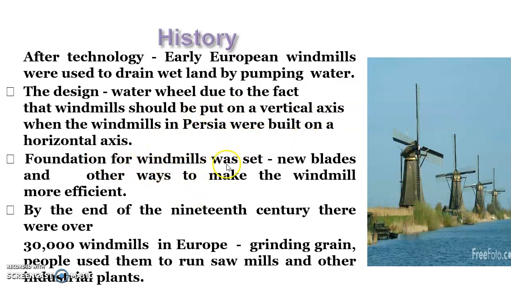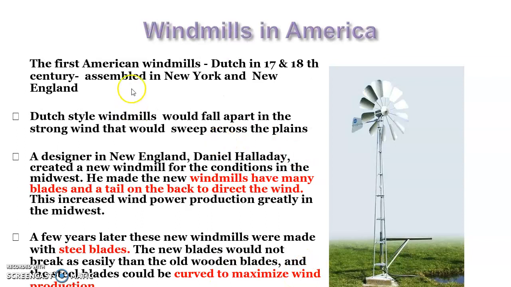And the foundation for the windmill was set first of all. After that, they changed the blades and other things to make the windmill more efficient. By the end of the 19th century, there were over 30,000 windmills in Europe. This was used not only for grinding grain but also to turn sawmills and other industrial plants. And in America, the Dutch in the 17th and 18th century assembled windmills in New York and New England. Dutch style windmills would fall apart in the strong wind that would sweep across the plains.